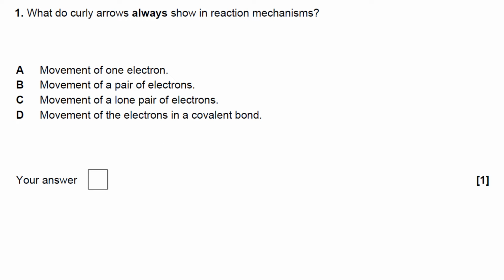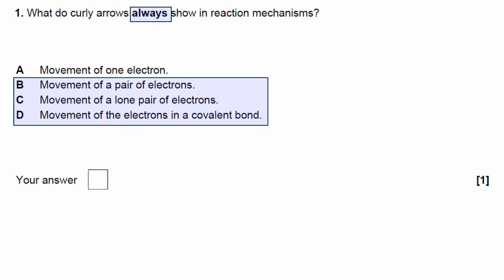So let's have a look at an exam example. I'll start with a multiple choice example. It says, what do curly arrows always show in reaction mechanisms? Because we've talked about this a bit already, it shouldn't be too difficult to work out that it's going to be B, C, or D. You can ignore A because that says the movement of 1 electron. So it's going to be the movement of a pair of electrons.